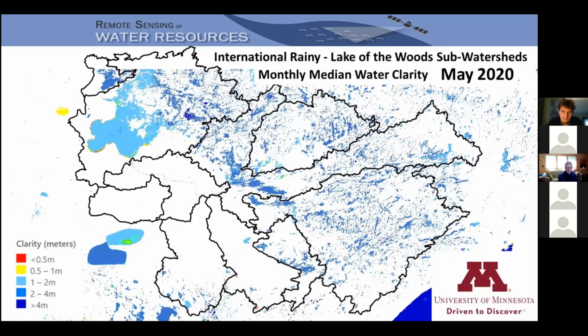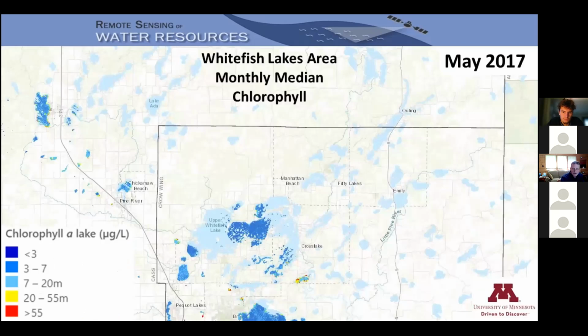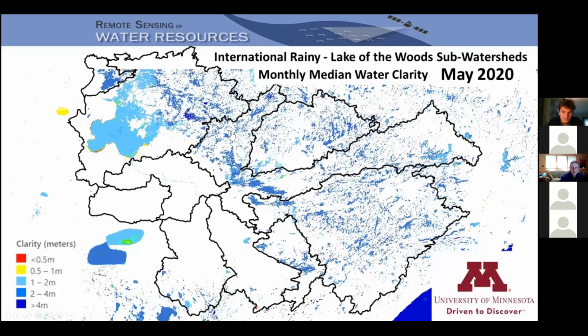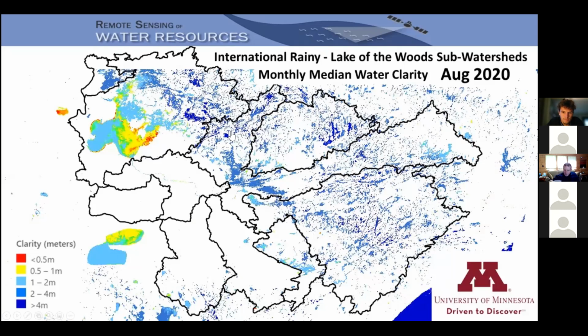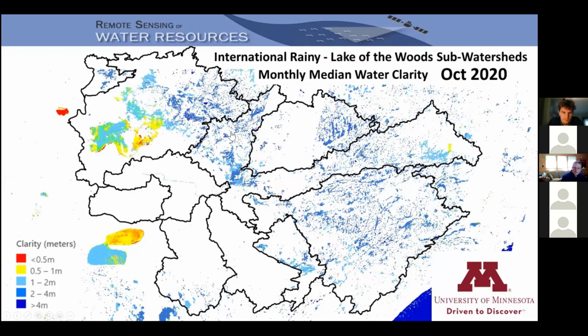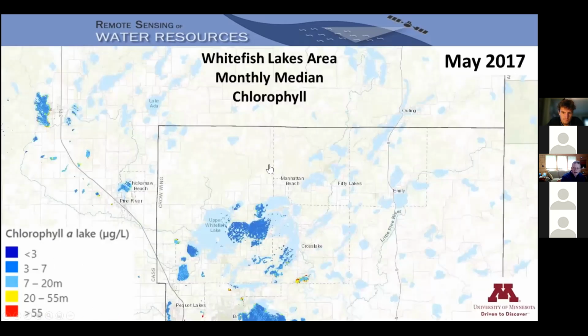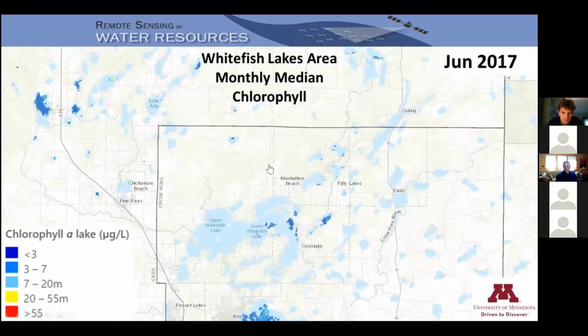2020, same thing. Let's see. Get my mouse figured out here. Yep, there we go. So kind of a similar pattern. Fairly pristine area. Let's move on to more of a recreational lakes area, the Whitefish Chain.